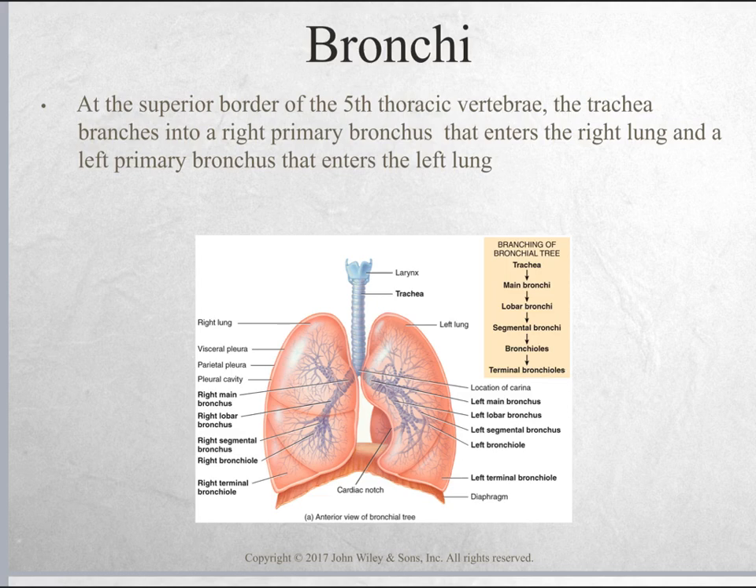As we continue down this tube, we hit the superior border of the 5th thoracic vertebra, and we get our first bifurcation. So the trachea is going to branch. It's going to branch into the right primary bronchus and the left primary bronchus. So the right primary bronchus is going to enter the right lung, and the left primary bronchus is going to enter the left lung.